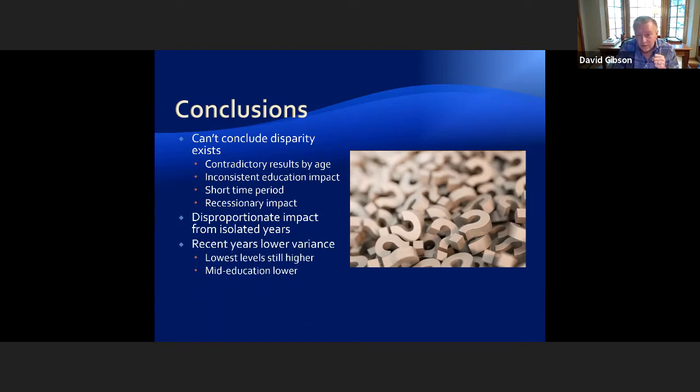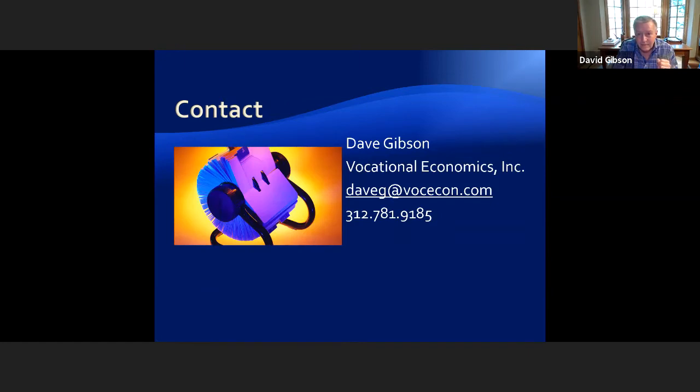Then further, I would note that whatever variances we have are lower in the more recent years. They aren't as significant as some of the others, especially at that middle education level, which is the most consistent low variance from the average. And then finally, obviously 2020 is a big question mark on how that's going to impact this. We saw the recessionary impact hitting 2007 to 2009 pretty significantly. How it will come to play in 2020 is yet to be seen. That said, I'll leave you with my contact information and open for any questions you might have.